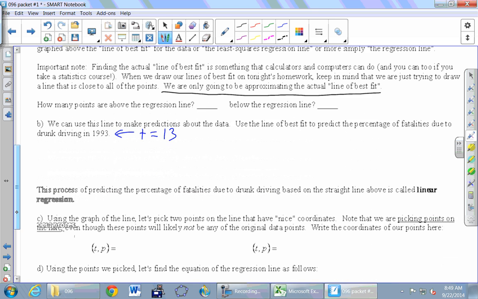which means that our estimate is that in 1993, about 43% of car-related deaths were due to drunk driving. Again, we don't have a data point there, so we can't compare to any known value, but this is our best guess for the reality back in 1993.